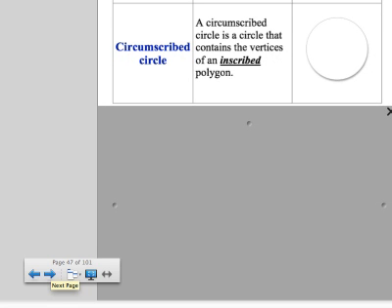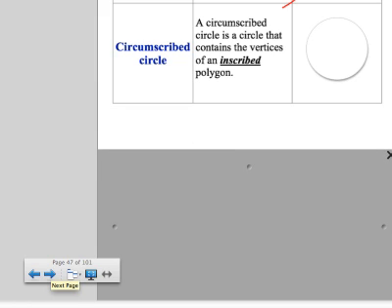All right. A circumscribed circle is a circle that contains the vertices of an inscribed polygon. So if you look back up here, we say that the triangle is inscribed in the circle, or we can say that the circle is circumscribed about the triangle. So it's two different ways of saying really the same exact thing.